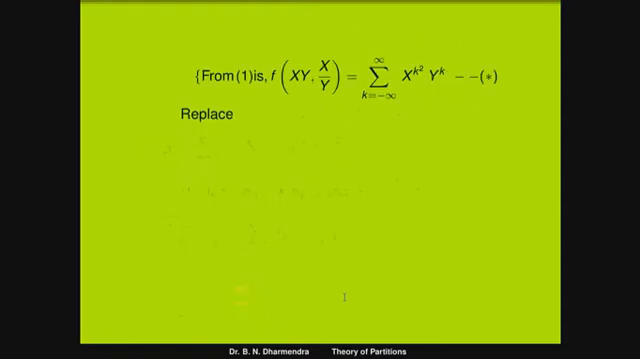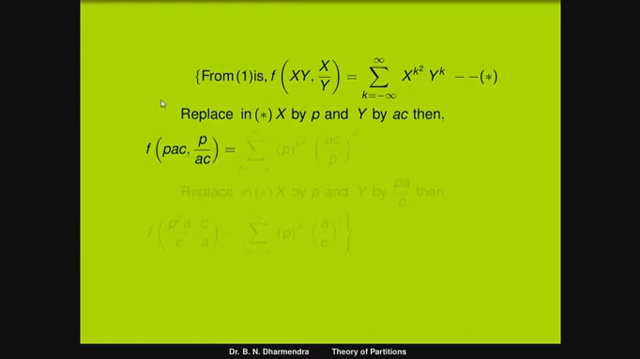We just have to observe that in the star result we have to replace x by p and y by ac. So x into y means p into a into c, and x by y means p by ac. Therefore f of (p into ac, comma p by ac) is equal to the first series, k running from minus infinity to plus infinity, p to the power of k square into (ac by p) whole to the power of k.